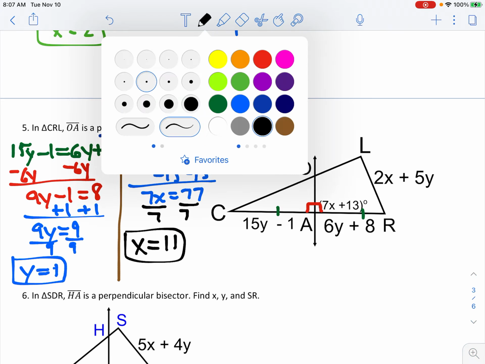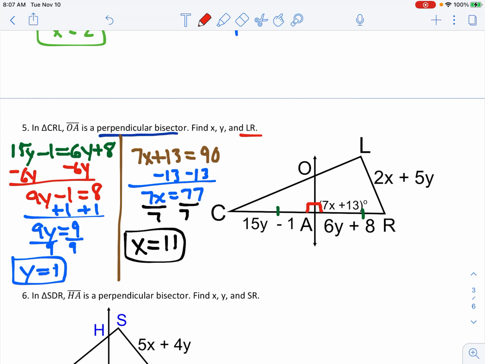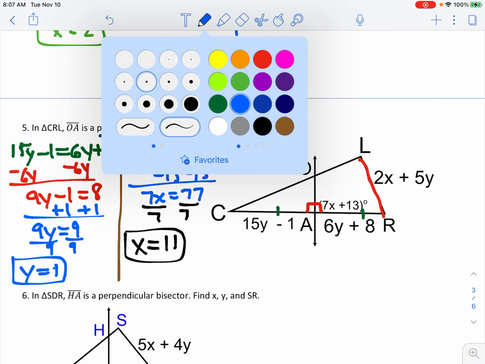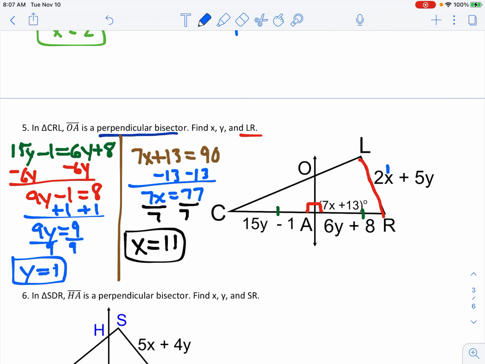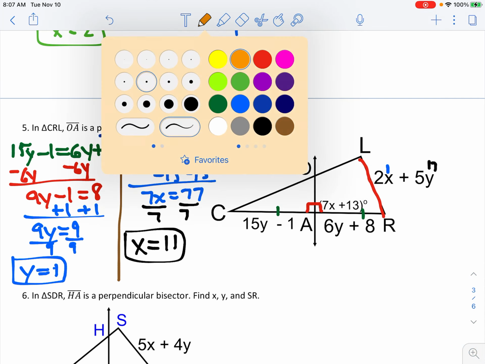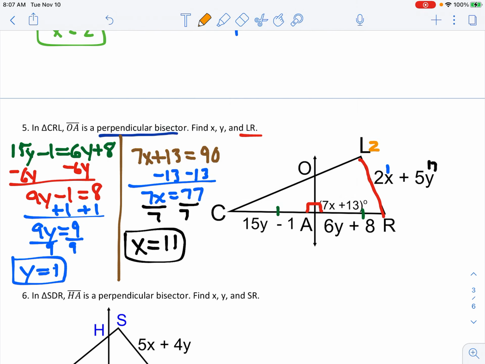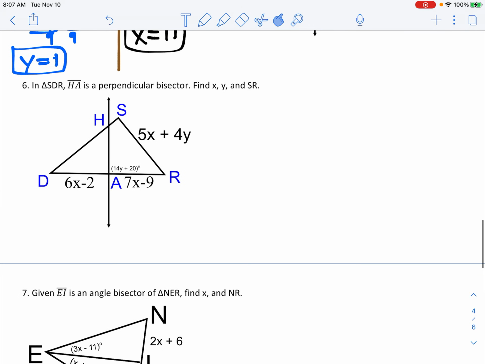So we got x and y. The last part said find LR, so you'll notice LR is the line over here, so I need to plug in my x and my y. Well, x was 1, so I'm going to plug in a 1 here, and y was 11, so I'm going to plug in 11 there. So this will turn into 2 times 1 is 2, 11 times 5 is 55. 2 plus 55 tells me this side would be equal to 57. So perpendicular bisector does two things to our picture.